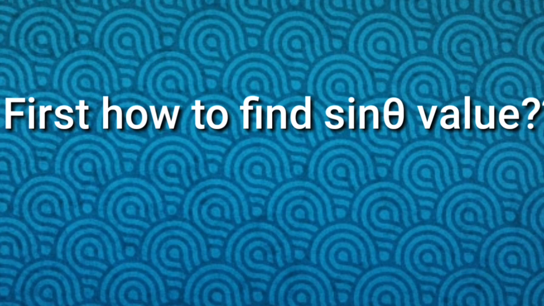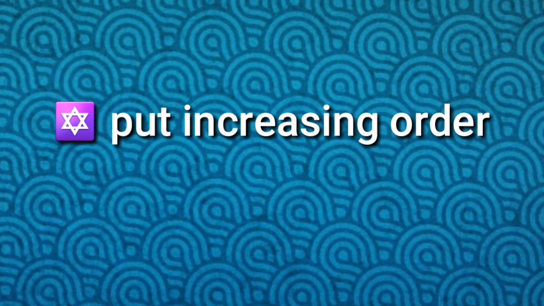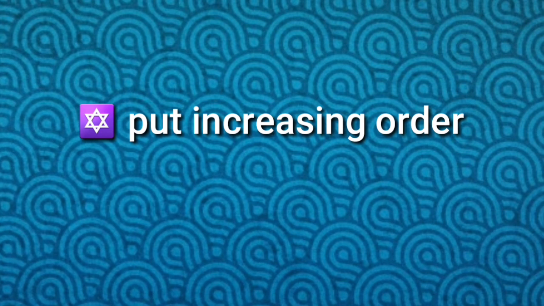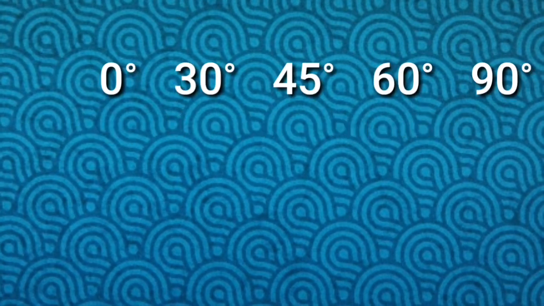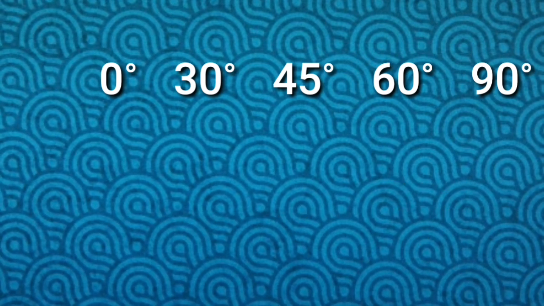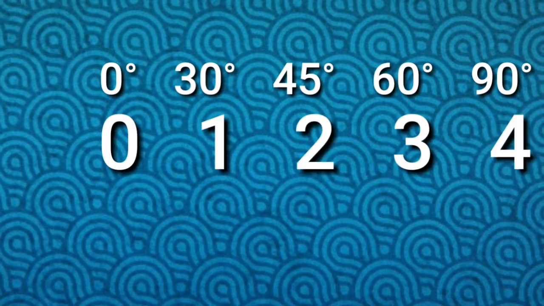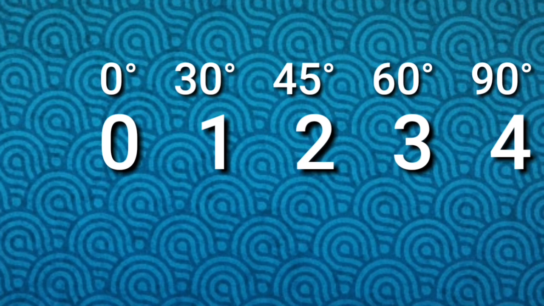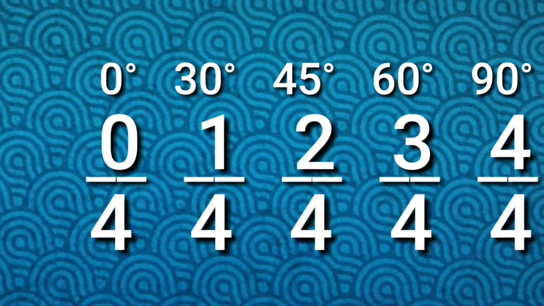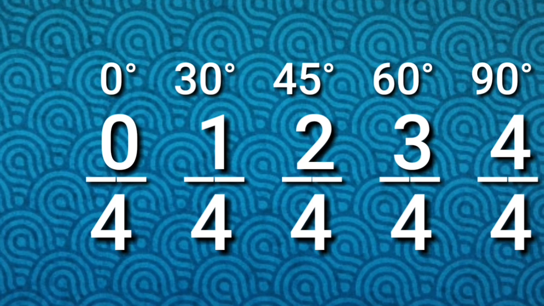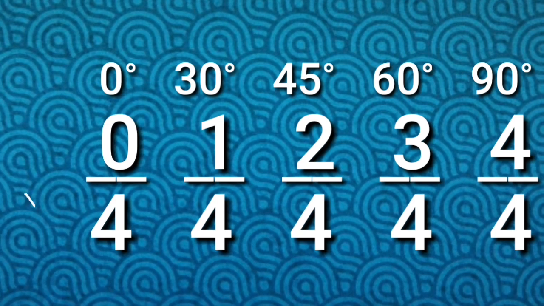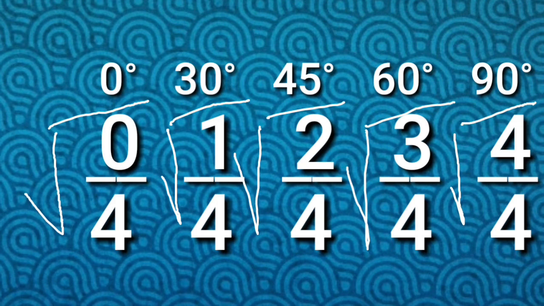To find the sine value, put the special angles in increasing order: 0, 30, 45, 60, 90 degrees, like this for increasing. Then write 1, 2, 3, 4 in front of this. Then divide each number by 4. Finally, put each under a radical, like this, 4.